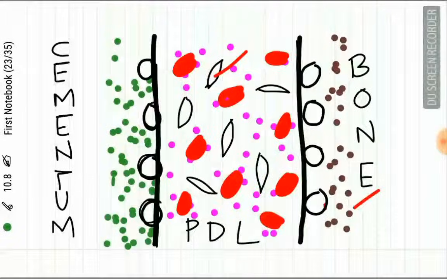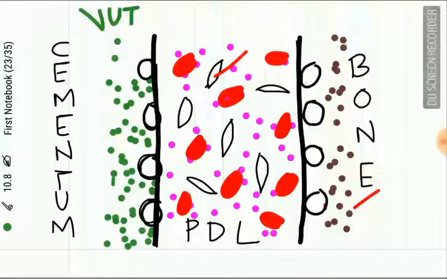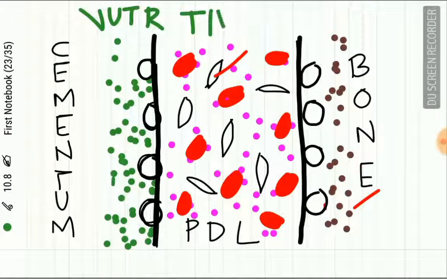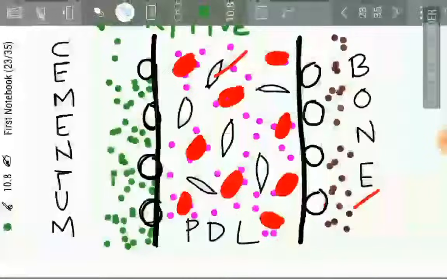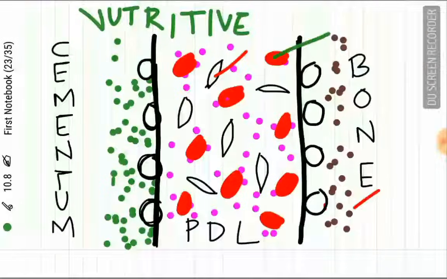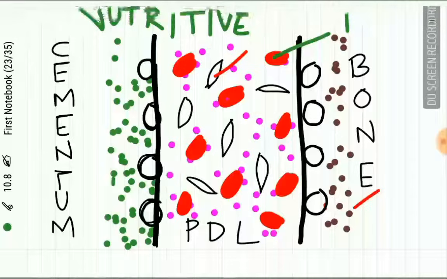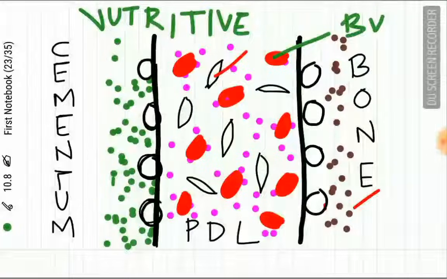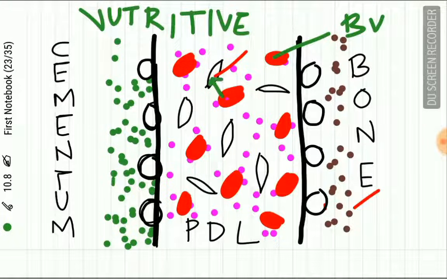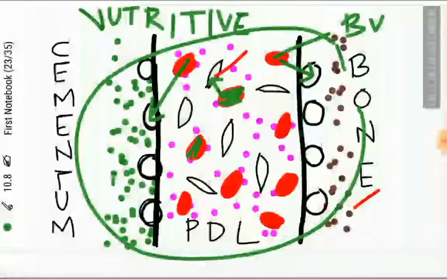Now the next function is the nutritive function. Let us see the nutritive function of the periodontal ligament. The blood vessels present in the periodontal ligament, which are shown by red circles, help in providing nutrition to the cells of the periodontal ligament, that is the fibroblasts. They provide nutrition to the osteoblasts and they also provide nutrition to the cementoblasts. If these blood vessels get obliterated or blocked, necrosis of these tissues would be seen.